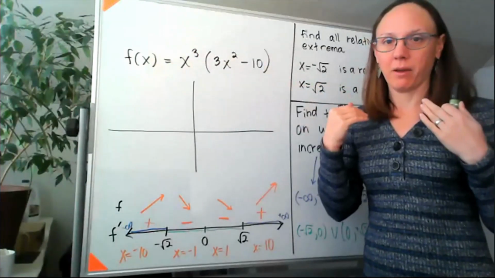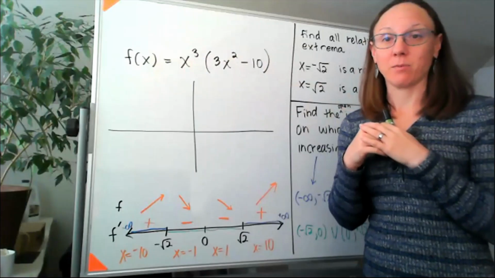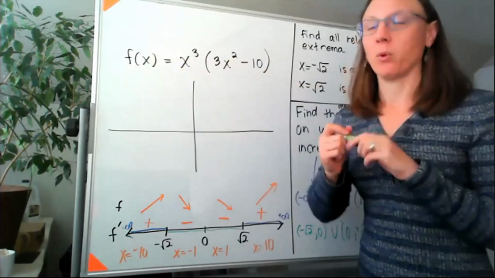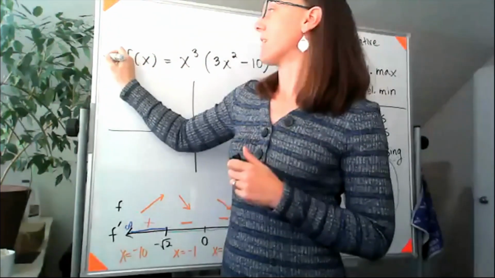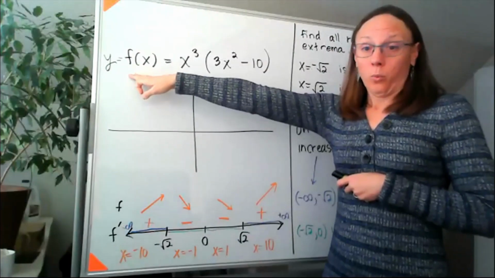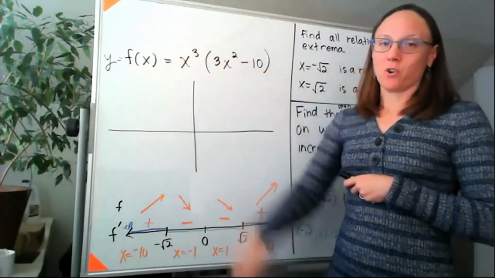sorry, that word came out of my mouth. The x-intercepts are happening whenever y is equal to 0. And I know I said y, I'm pointing to f of x. That's because f of x is y's grown-up name. So whenever y is equal to 0, those are our x-intercepts.